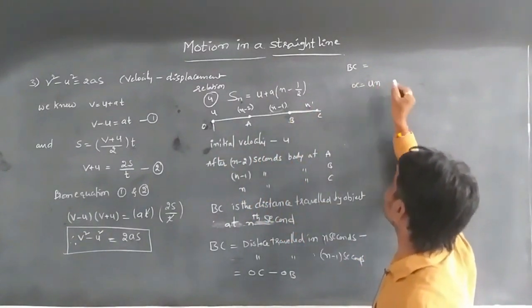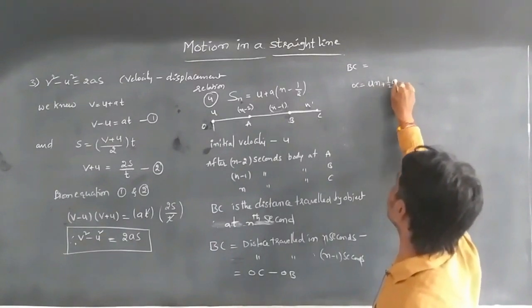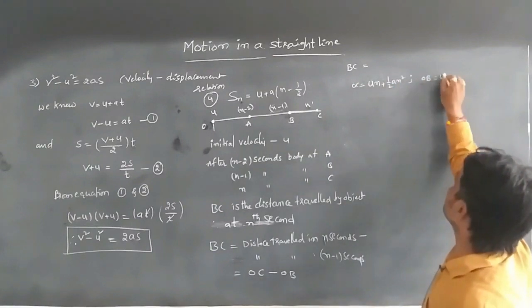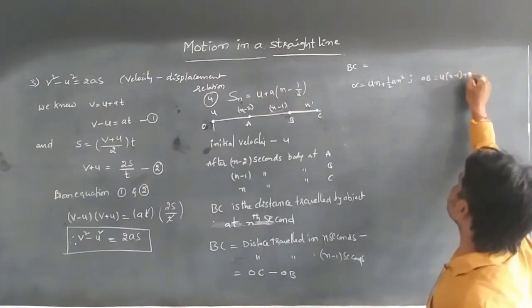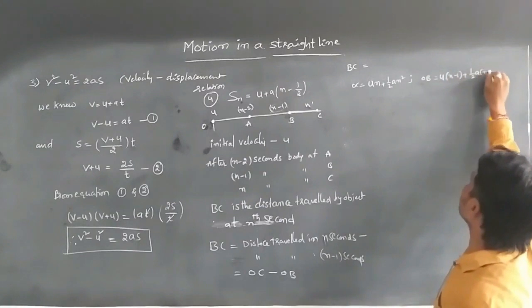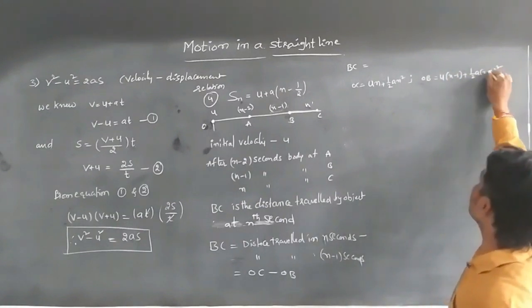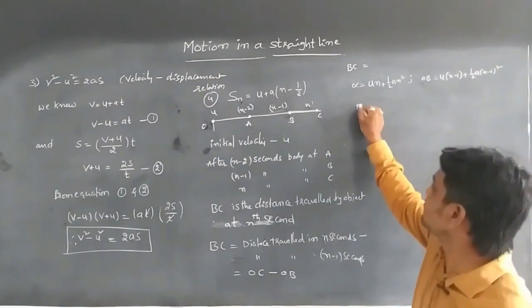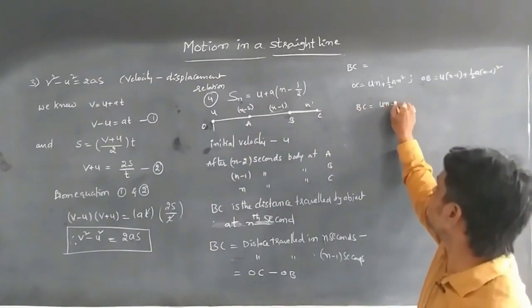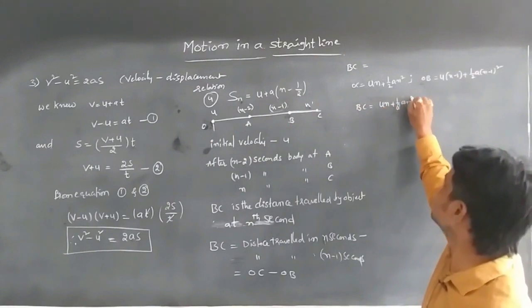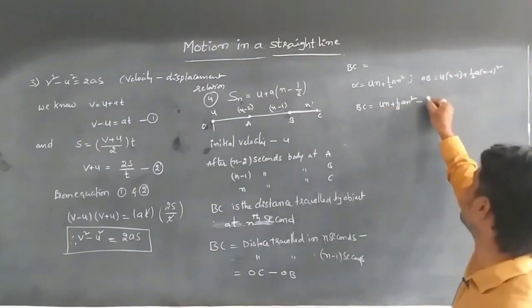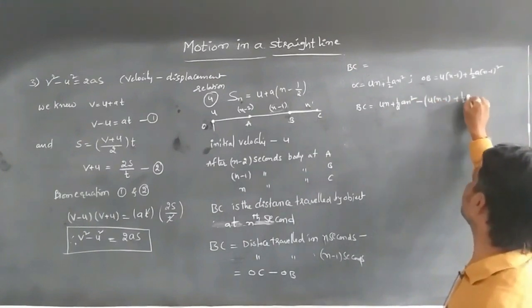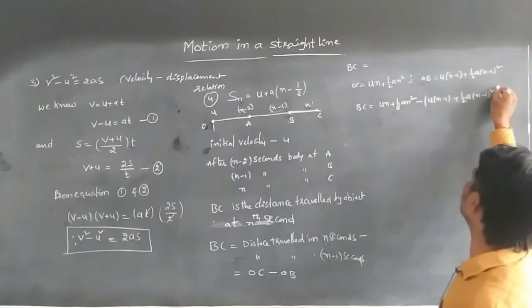OC is equal to the distance travelled in n seconds, which is U times n, that is n seconds of time, plus half A n square. And OB is U of n minus 1 plus half A into n minus 1 whole square. So from this relation we are substituting the values in the equation. Then BC is equal to Un plus half A n square minus, of U of n minus 1 plus half A n minus 1 whole square.